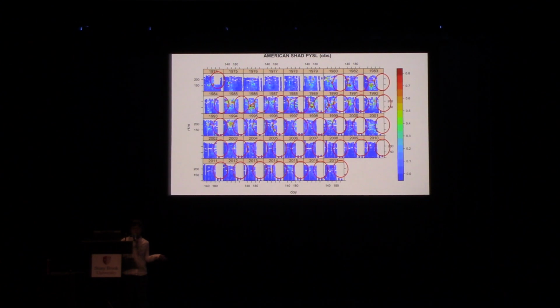And these are American shad post-yolk-sac larvae observations. These are the missed seasons and sampling areas for them.